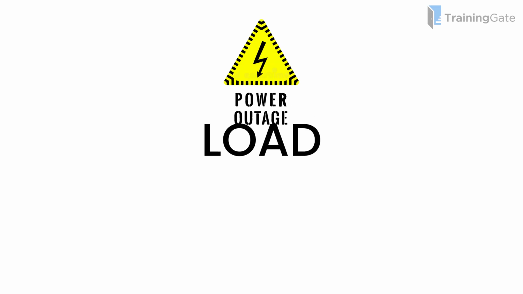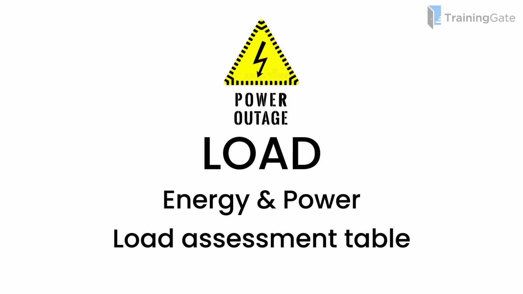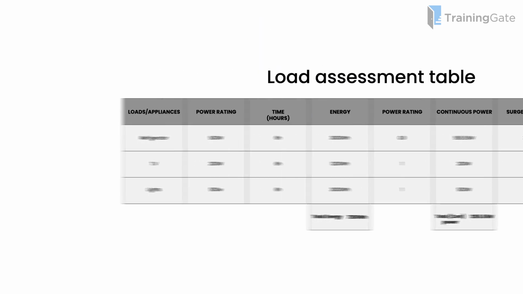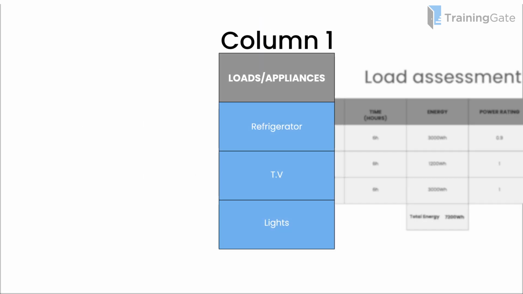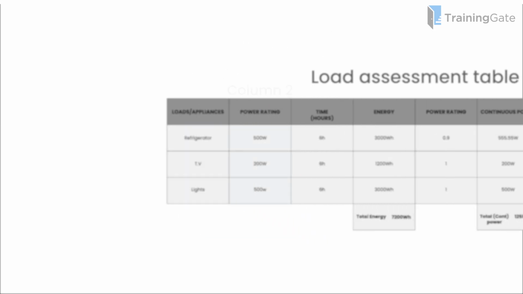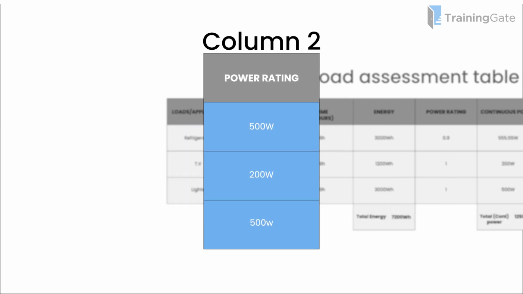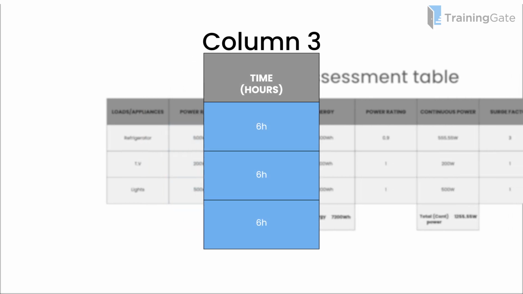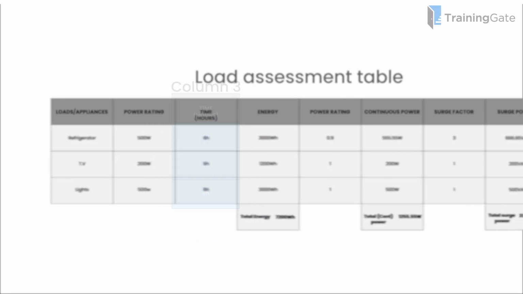Once this has been determined, the energy and power requirements of the loads during an outage can be calculated by completing a load assessment table. In column 1, all the loads that will be used by the system owner during a disconnection from the grid should be listed. Column 2 requires the power rating of each load to be listed from the compliance plate. Column 3 is an estimation of the number of hours each load will operate during an outage, typically based on the expected length of an outage.